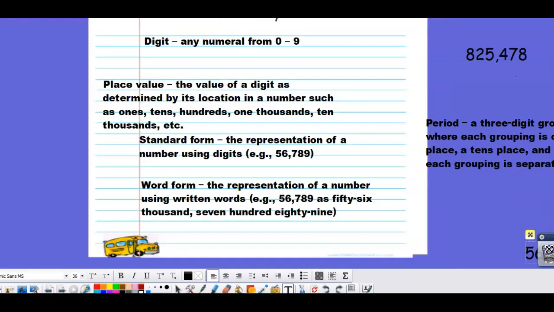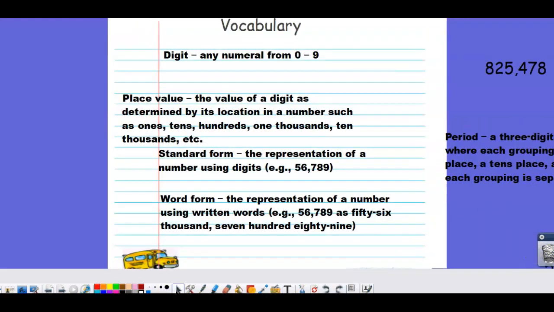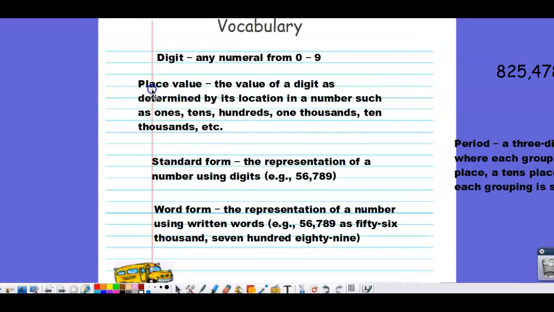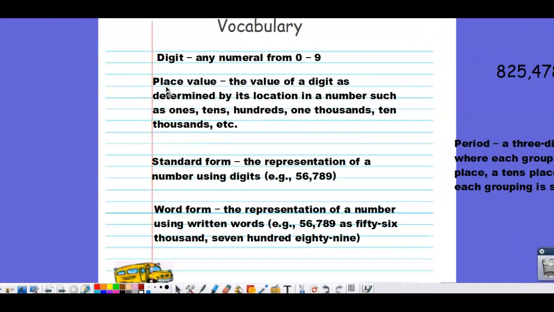So the next step you're going to do after you write down your digits, you should be on page 2 to write the vocabulary down. So you write at the top of page 2 vocabulary, then you write the digits, then you're going to write place value, and it's the value of a digit as determined by its location in a number, such as the ones, tens, hundreds, 1,000s, 10,000s, etc. On the next page we'll discuss this more.